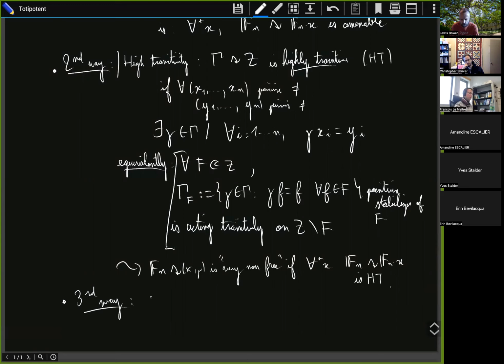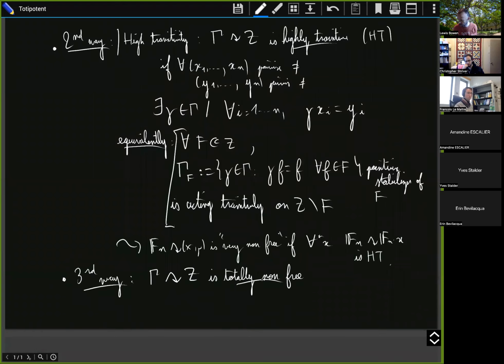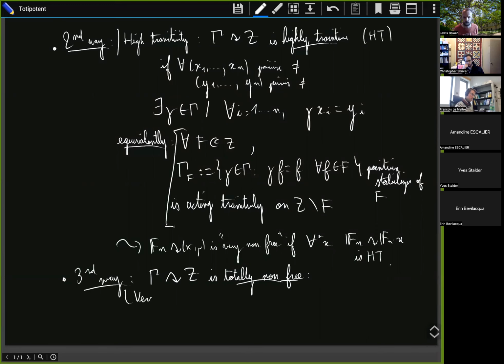But you can still define it for sets. So let me first give the definition for actions on sets. So gamma acting on the set Z. Here I don't want the action necessarily to be transitive. I just view Z as a discrete set. So this is the notion of total non-freeness. So the action is totally non-free. You can already see in the name that it has something to do with contradicting freeness. And I should say that this definition is due to Vershik.